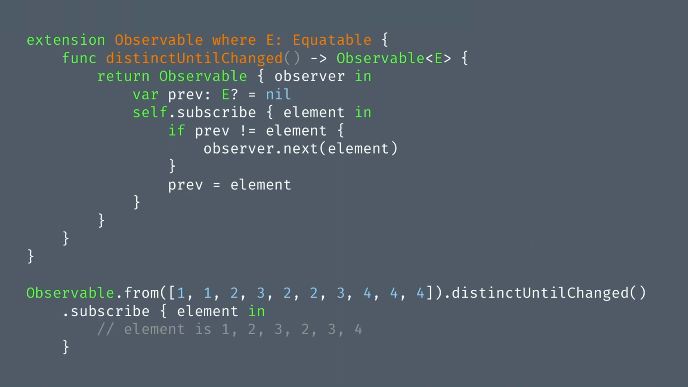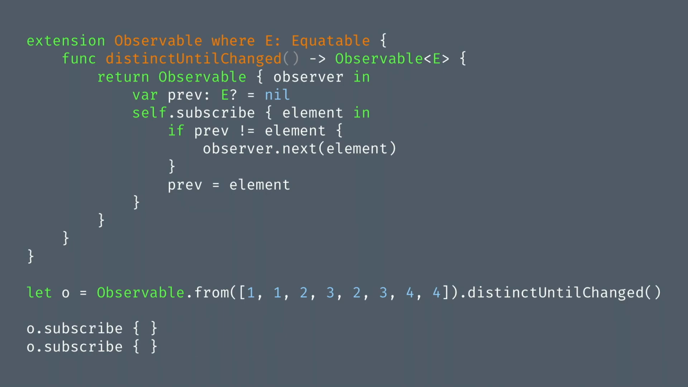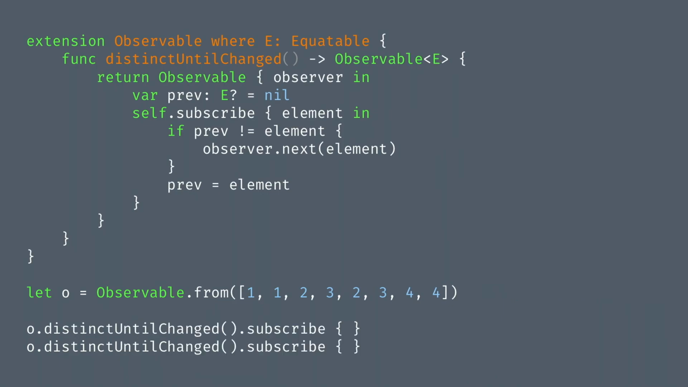So we can use it like this. We can have an observable that contains 1, 1, 2, 3, etc. We call distinctUntilChanged, and then our subscriber will receive 1, 2, 3, 2, 3, 4. So it deduplicates subsequent identical elements. Very useful. And it doesn't actually matter whether you use it like this and store the observable, or use it like this, because the state, keeping track of the previously emitted element, is contained to that single subscription.